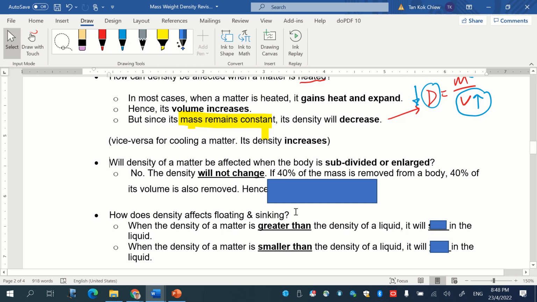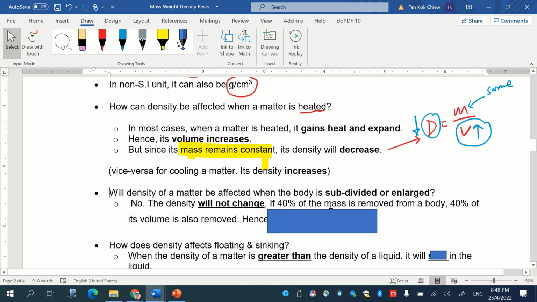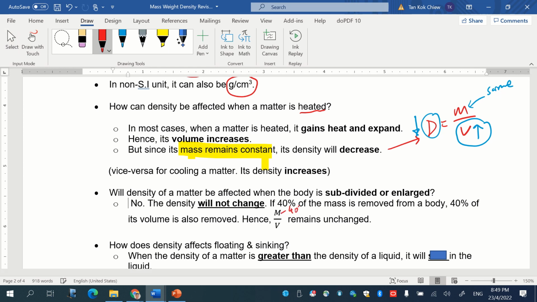because of the formula again. Let's say I cut away 40% of a known metal, which I already know the density. If the mass is reduced by 40%, then its volume will also be reduced by 40%. So mass over volume will remain the same, because the numerator and the denominator each lose 40%. Then when you divide, it will remain constant. Your density will remain the same.